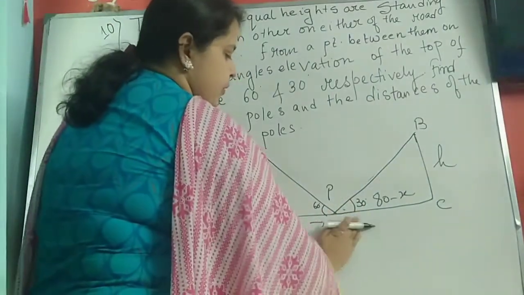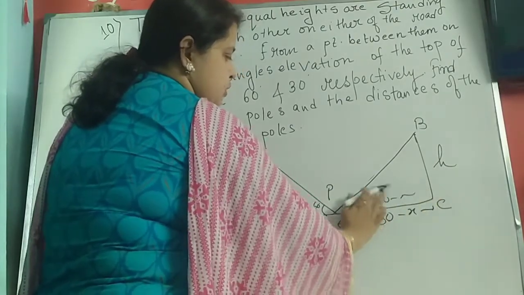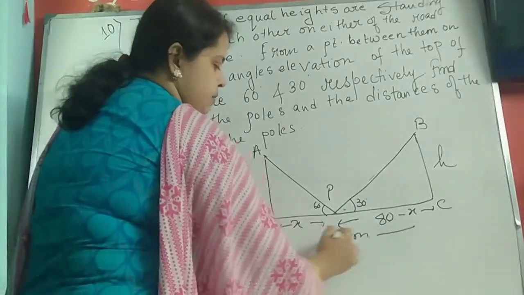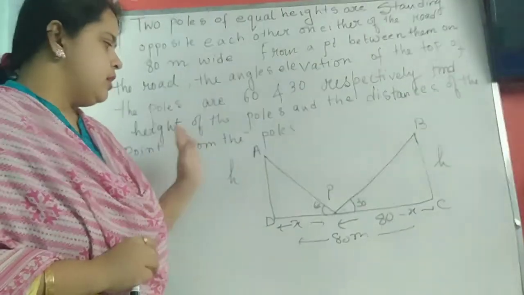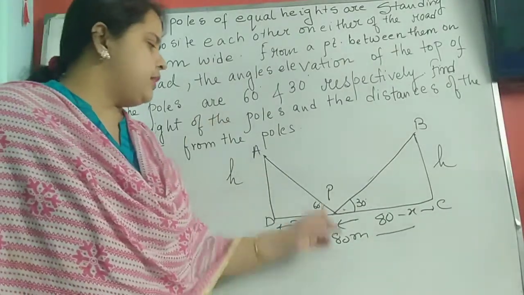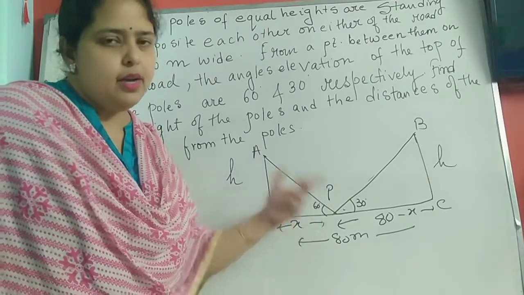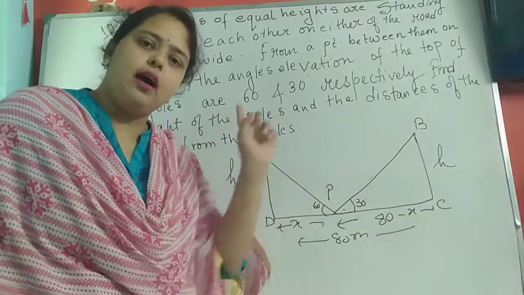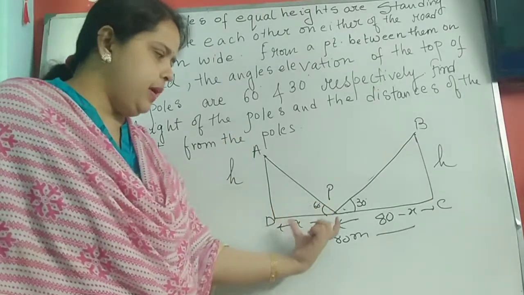Okay, so I am going to write it down like this. This is P. It is 80 minus X. So I am raising from there. And I hope the total is 80 meters. It is clear to everyone. Now find the height of the poles and the distances of the point P from either pole. What they want is for us to calculate the height, and they want us to find out what DP is and what CP is.